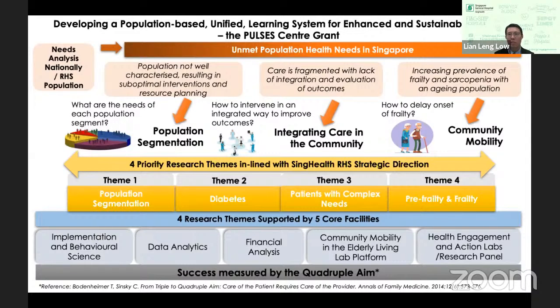These 4 research teams are then supported by 5 facility cores to address these challenges. So these include implementation and behavioral science, data analytics, financial analysis, a living lab platform for community mobility, and finally health engagement and action labs, including a research panel. And we evaluate the success of our research agenda by the quadruple aim, which looks at population health, per capita cost, satisfaction of healthcare providers, and so on. The next slide, please.